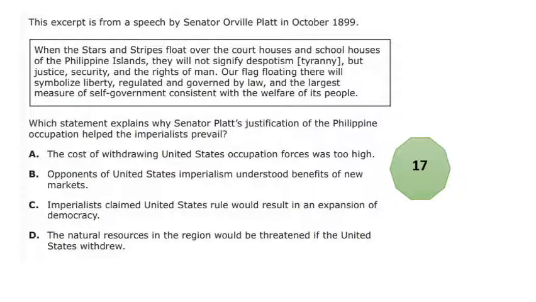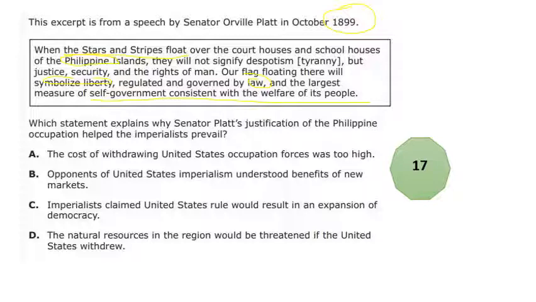Question 17. This excerpt is from a speech by Senator Orville Platt in October 1899. This is a year after the Spanish-American War. The Stars and Stripes float over the Philippines. We got the Philippines from Spain. We bought them from Spain. The Treaty of Paris following the end of the Spanish-American War. Our flag floating there will symbolize liberty, regulated and governed by law, self-government consistent with the welfare of the people.